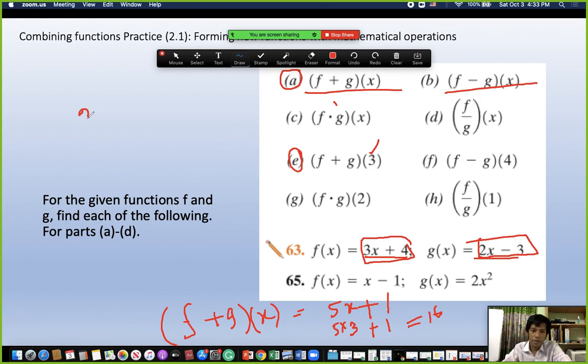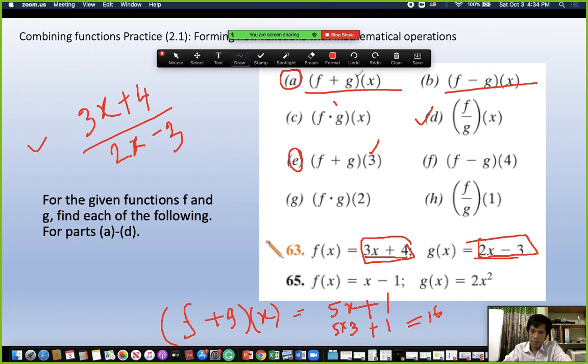So f divided by g means 2x plus 4 divided by 2x minus 3, and that's the end, because we cannot do anything else here. So this is the answer of this D question. Then f divided by g of 1, that means we have to put 1 here and there, then do some algebraic simplification, whatever the answer comes. For question 65 also a similar kind of operation we have to do.